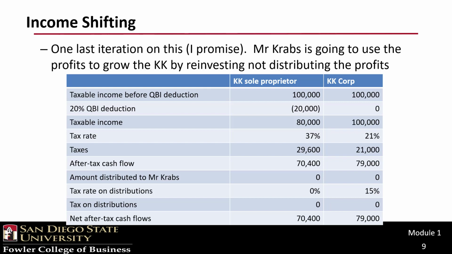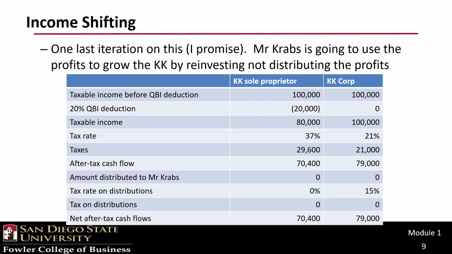So as a sole proprietor, we already know that what's going to happen is he's going to take the 20% deduction, taxable income of $80,000. He's going to have to pay taxes of $29,600. The difference here is that those taxes are going to come out of what cash flow? Because remember that what Mr. Krabs wants to do is roll all of the profits back into the corporation. And so now he's got to pay tax on that $29,600, whether it's distributed to him or not. So that leaves only $70,400 to reinvest in the Krusty Krab.